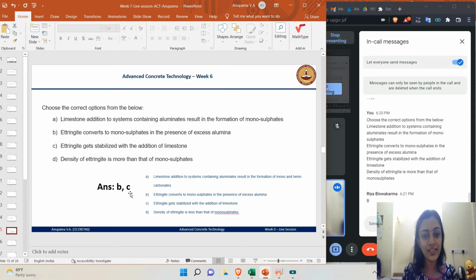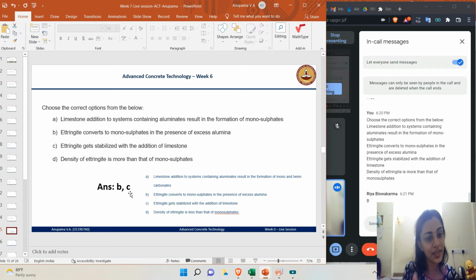Limestone addition to systems containing aluminates results in the formation of monocarbonates or hemicarbonates, because limestone is calcium carbonate. How can it react with aluminates to form sulfates? It reacts with aluminates and forms monocarbonates or hemicarbonates. So because of the same reason, that is the first statement. So that is a correct statement.